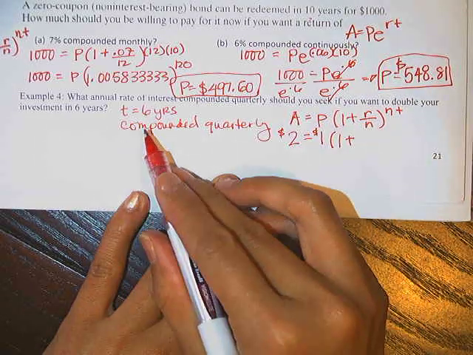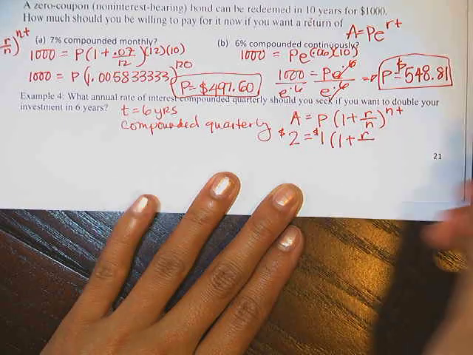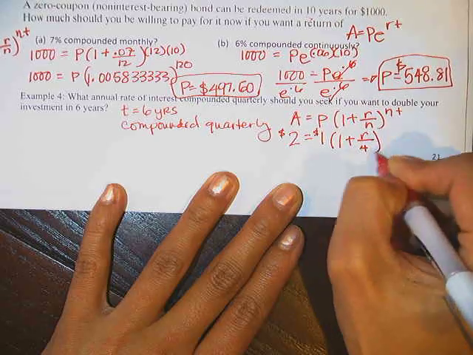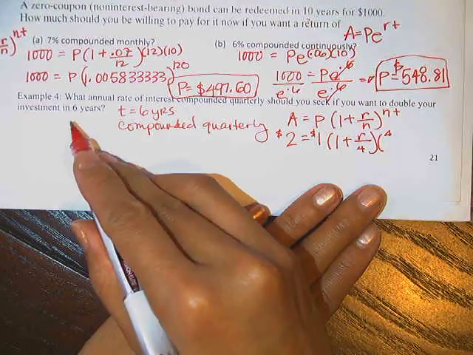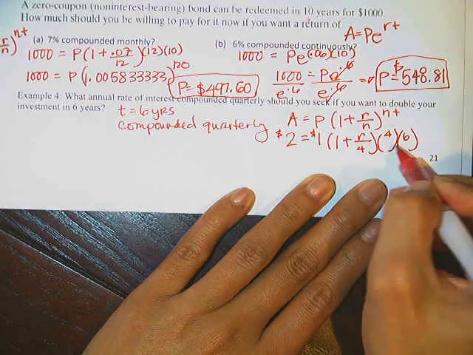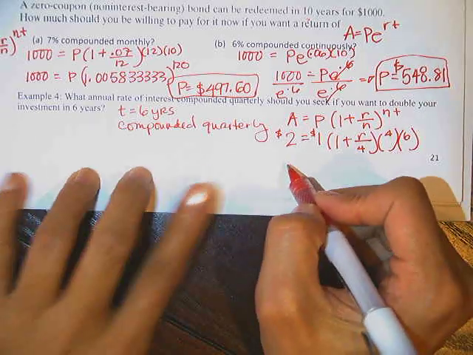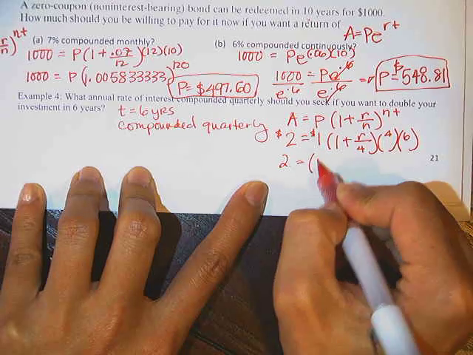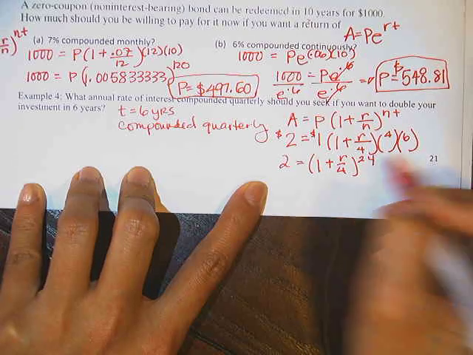So I'm going to do 1 plus. My interest rate is what I'm looking for. What annual rate? So that's going to be R. N is how many times a year? It's compounded quarterly, so that's 4 times a year. To the power of 4 times 6, my T. So right now I have 2 equals 1 times, anything times 1 is itself, 1 plus R over 4, to the power of 4 times 6, which is 24.